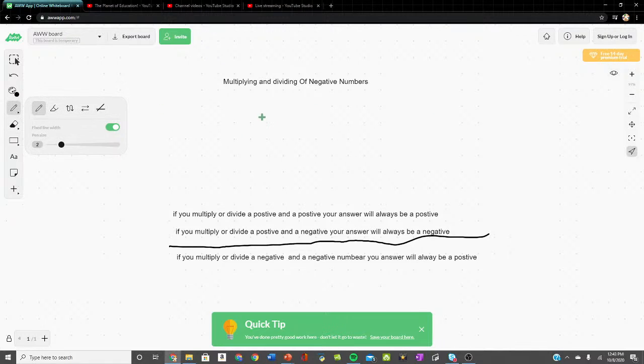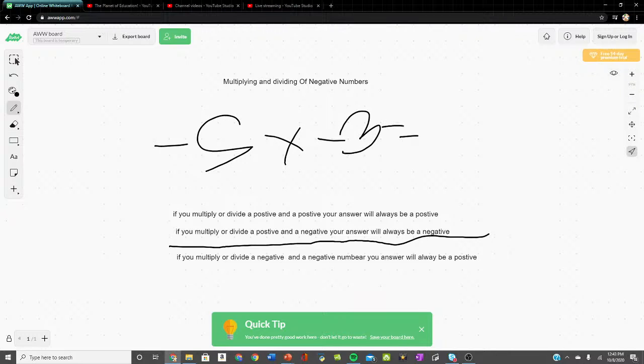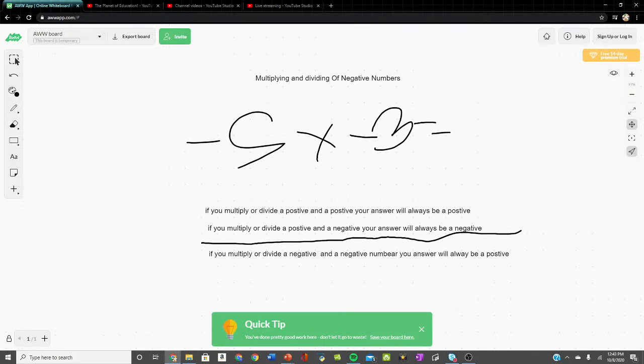Okay, next. What problem should I use? -5 times -3. Well, 5 times 3 is 15, and if you have a negative and a negative, your answer is going to be positive. So your answer is positive 15.